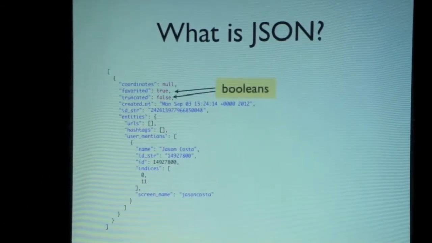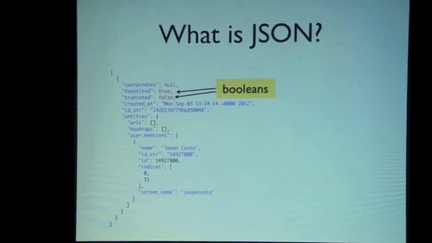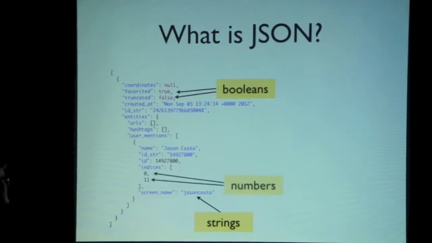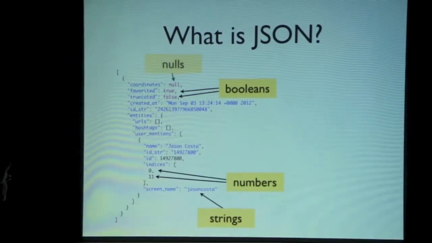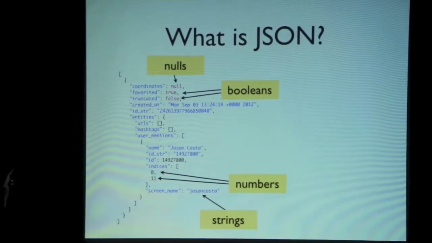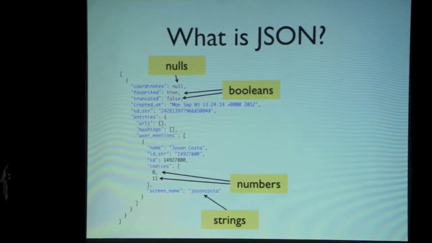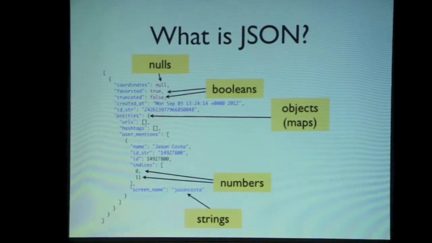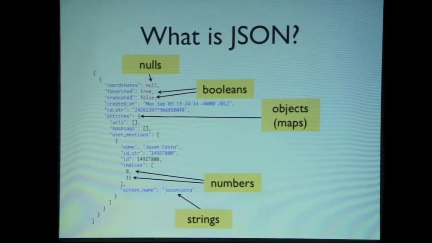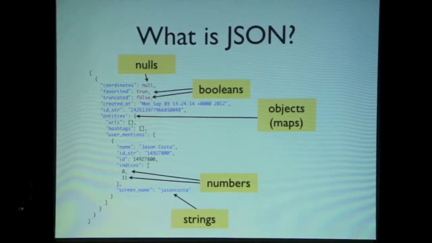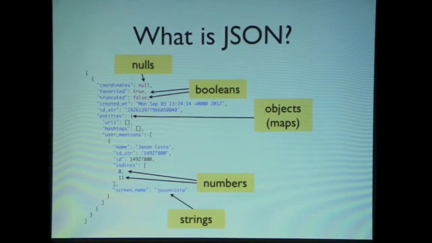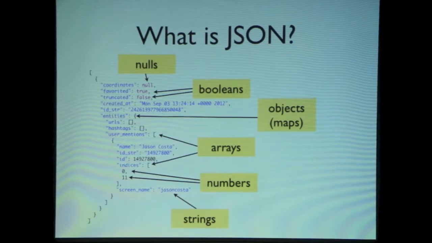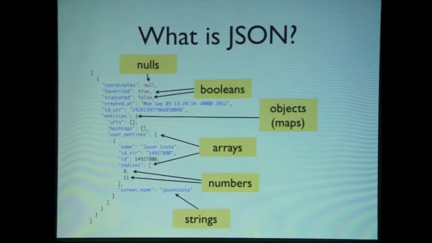So very quickly, we've got some types. We have a value type for Boolean, a value type for strings, a value type for numbers, which can have decimal places and exponential notation, and a value type for null. And then we have two structural types. One is objects, which are key-value pairs, where the key is always a string and the value is any other JSON type, including a nested object. And finally, we have arrays, which can include any type, including other arrays.